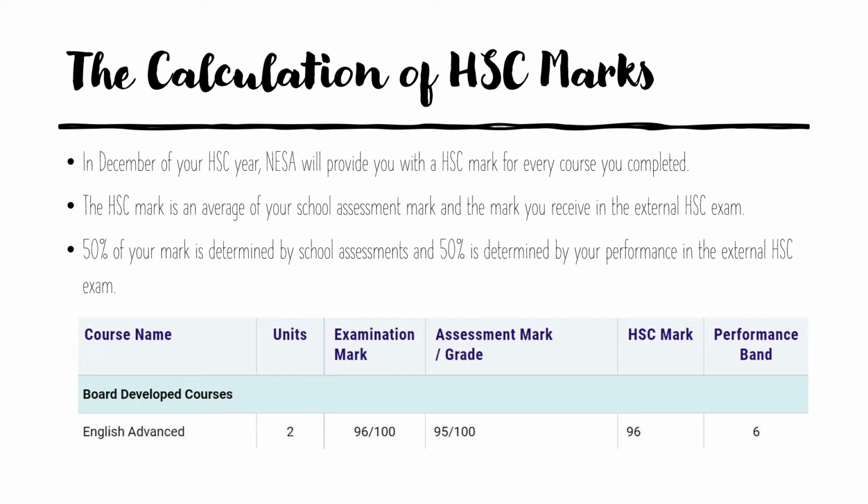And so this is the printout that I received from NESA at the end of last year for English Advanced. As you can see, I received a mark of 96 out of 100 in the exam, and my assessment mark was 95 out of 100, and the average of those is obviously 95.5, and when it's a half mark, it gets rounded up to the nearest whole number, which yields a HSC mark of 96.